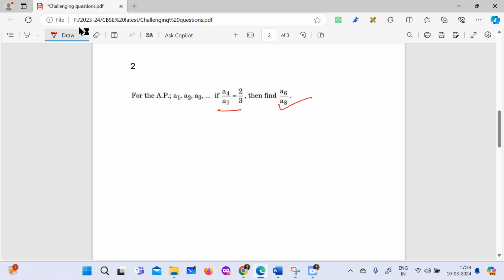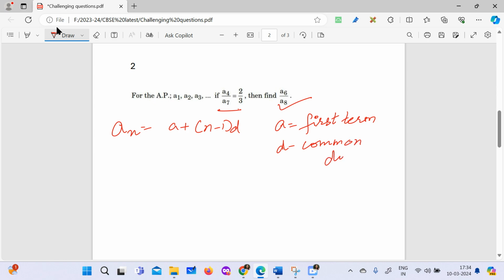Now we know that in an AP, the nth term is given as a plus n minus 1 times d, where a is the first term, d is the common difference, and n is the position of the term. Okay, position of the term.